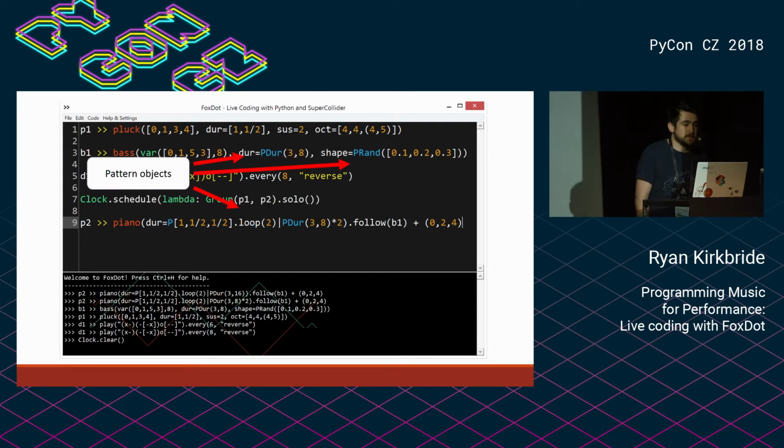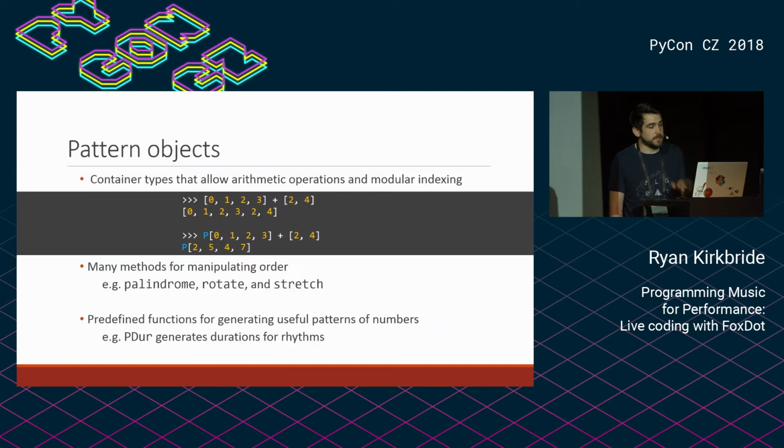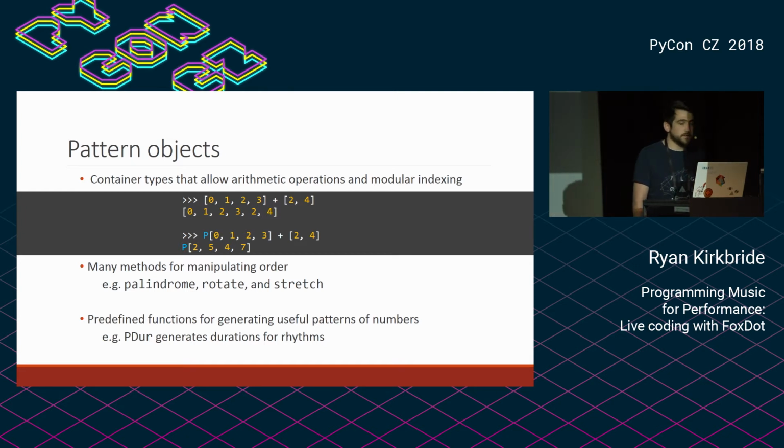I mentioned patterns. Patterns are kind of like container types, a bit like lists, but they work more similarly to NumPy arrays if you've used NumPy. Adding two patterns together will add each value in turn rather than appending one onto the other. These also come with useful methods for manipulating order, such as palindrome. So if I did pattern.palindrome, it would append the reverse of that pattern onto the end of it, which is useful for making music because, as I said, patterns are just everywhere in music.